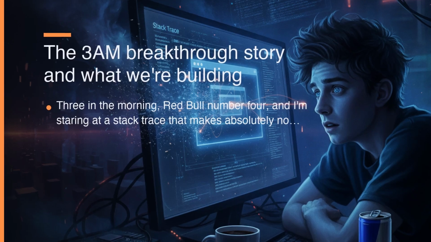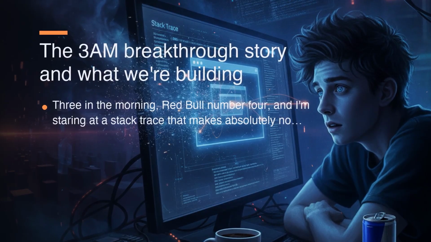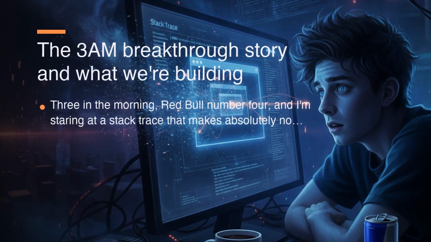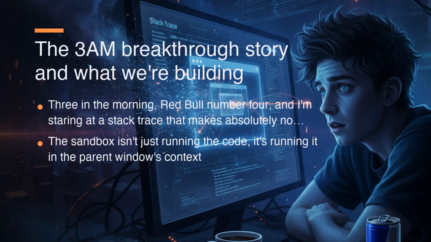3 in the morning, Red Bull number 4, and I'm staring at a stack trace that makes absolutely no sense. The frame is rendering, but the console's throwing CORS errors that shouldn't exist because I've disabled every security header imaginable. And then it hits me, the execution context is wrong. The sandbox isn't just running the code, it's running it in the parent window's context. 47 hours into this build, that single realization changed everything.